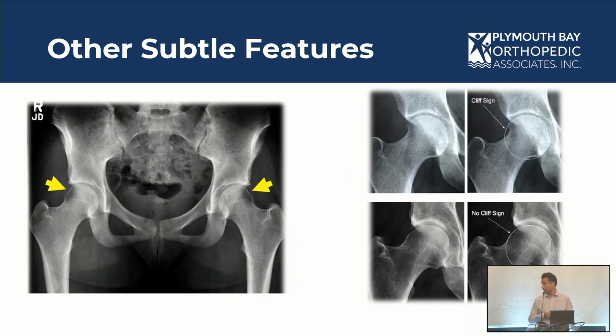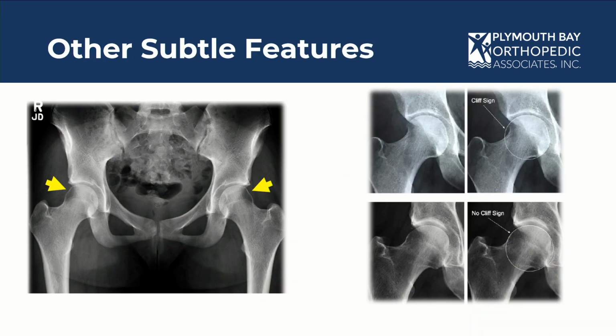So there are some other subtle features. The cliff sign is basically loss of sphericity. When we make a perfect circle around the femoral head, you can see on this right image that there's an endospheric gap, essentially, and that's an instability sign.